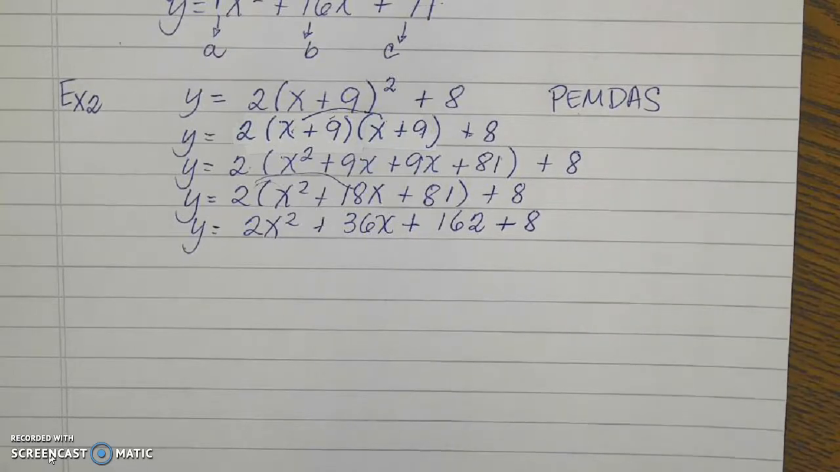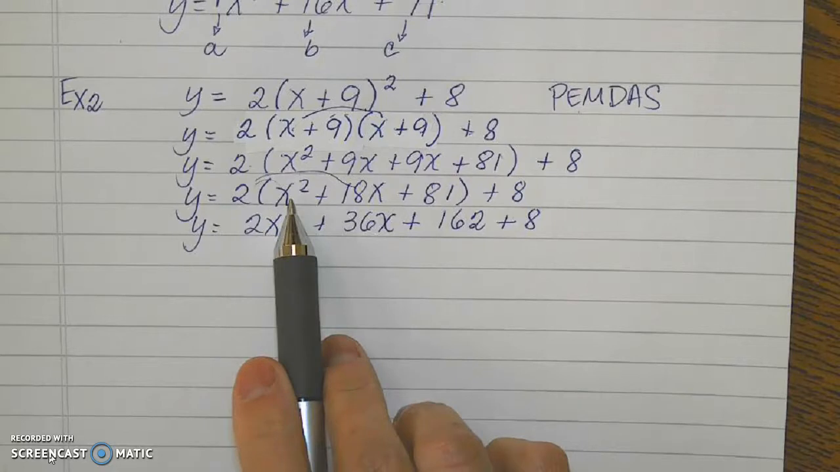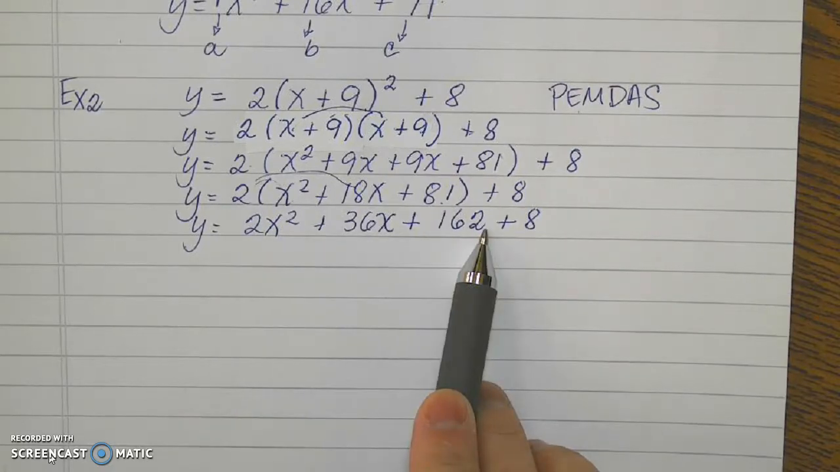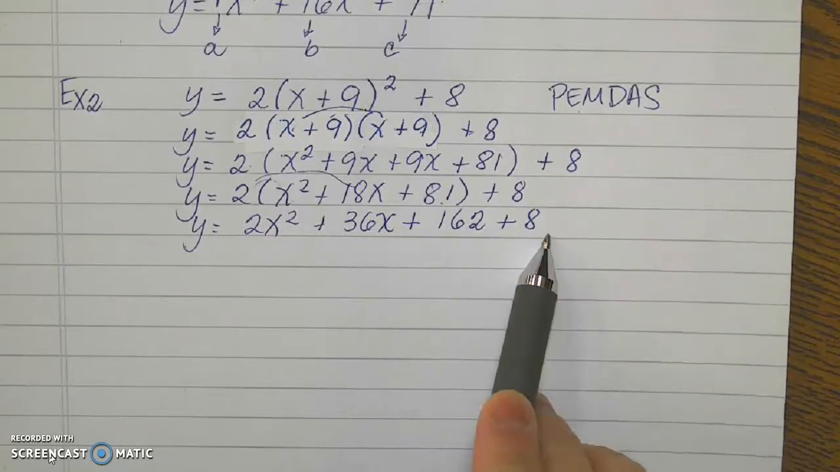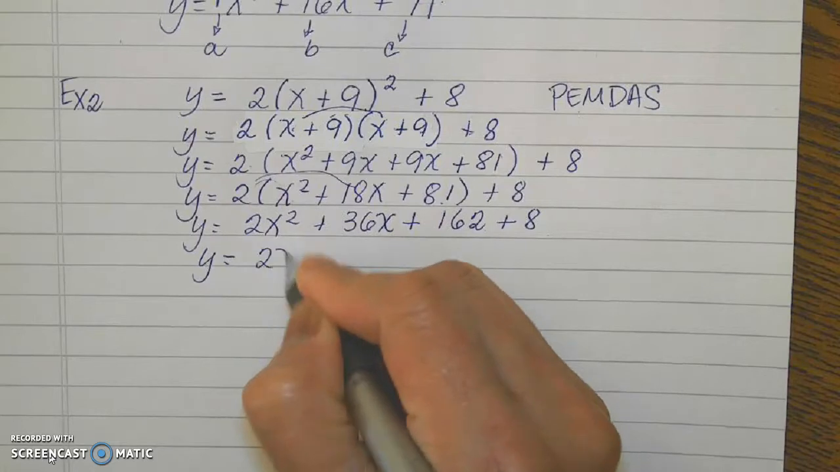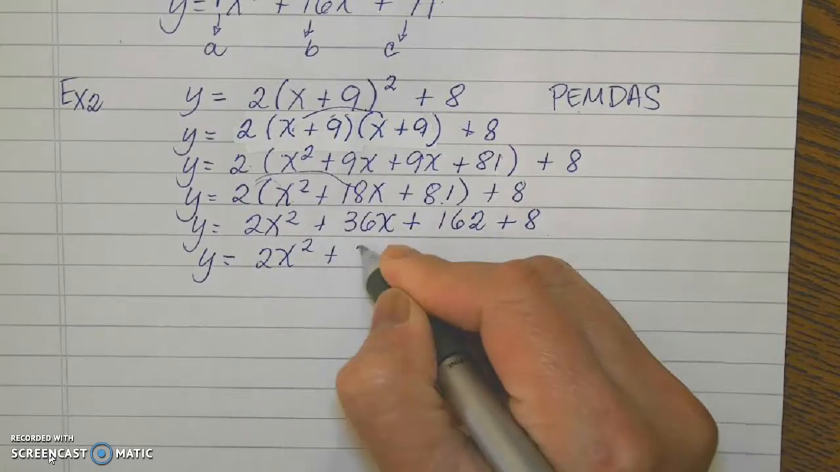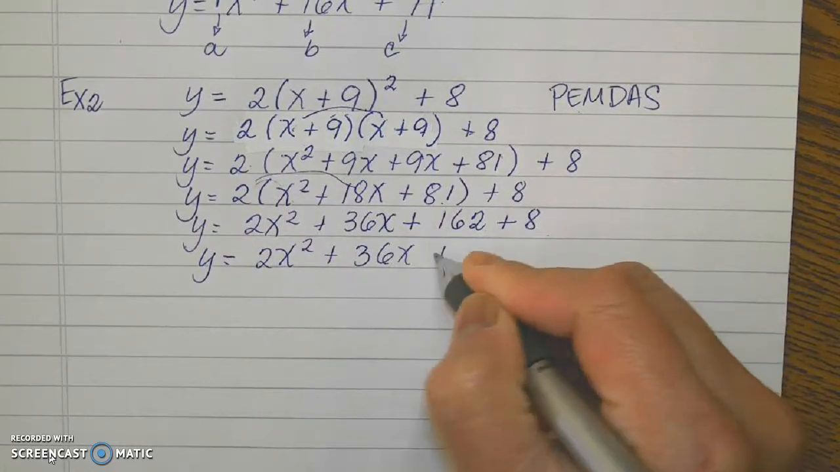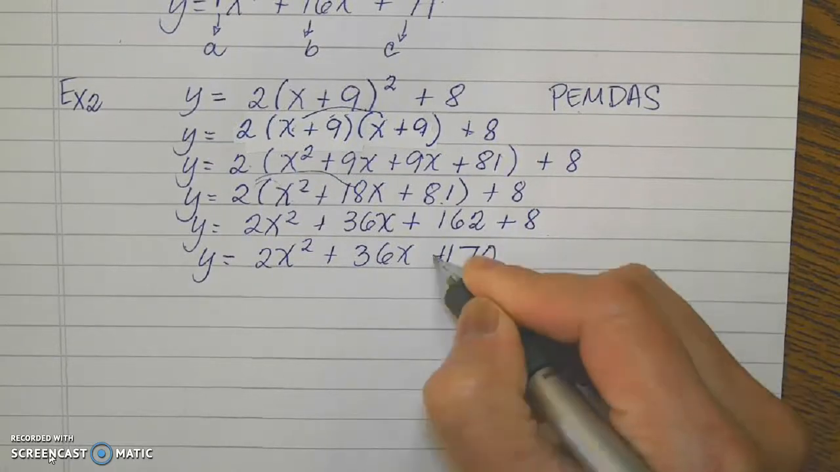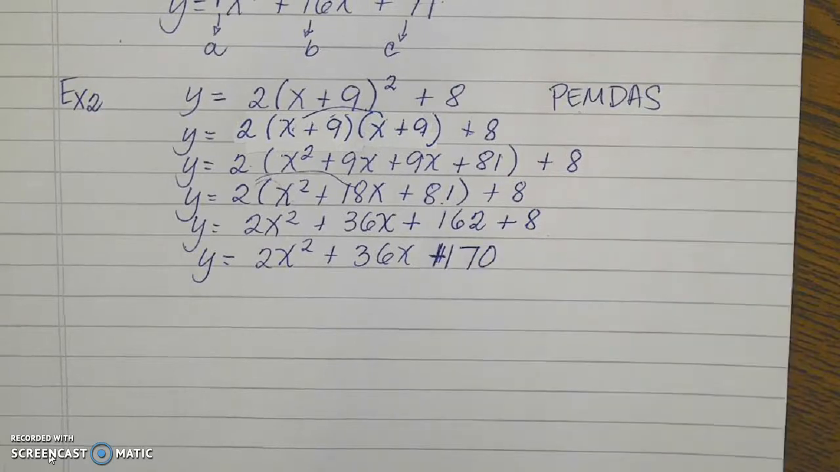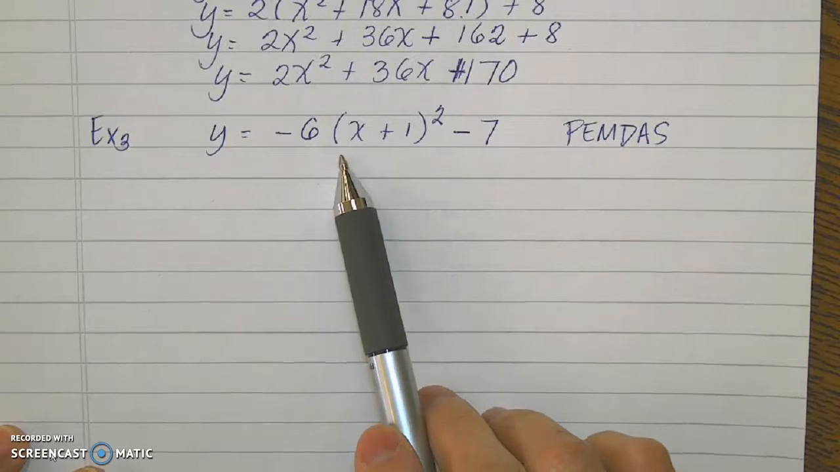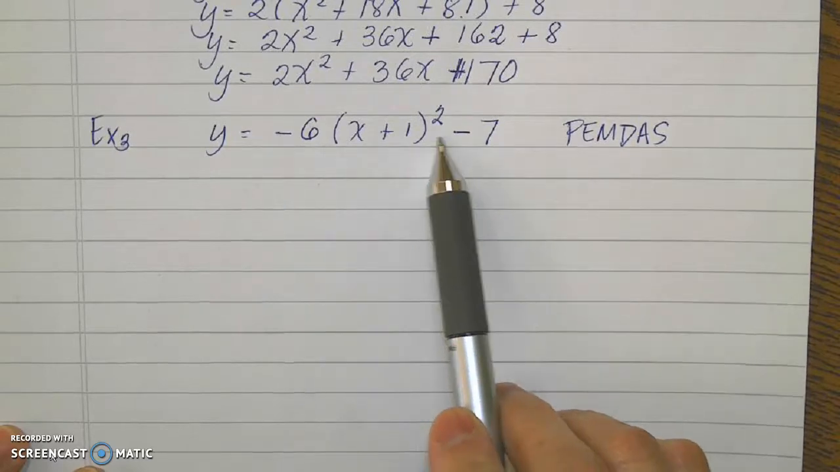Alright, now that I have distributed the 2 to all of these 3 terms, I can outrightly remove my parentheses. Therefore, I'm looking at this and they can be combined. So my final standard form is 2x squared plus 36x plus 170.